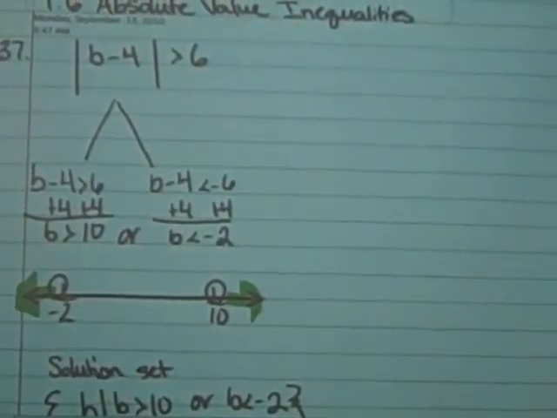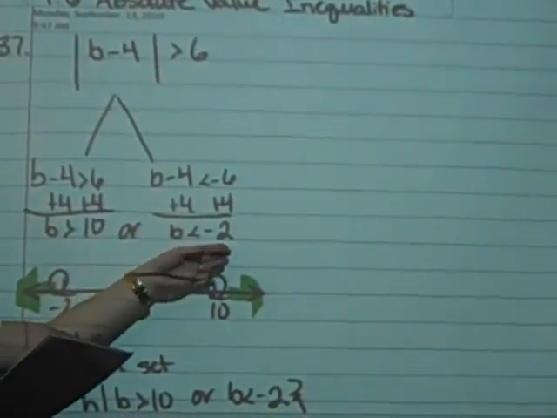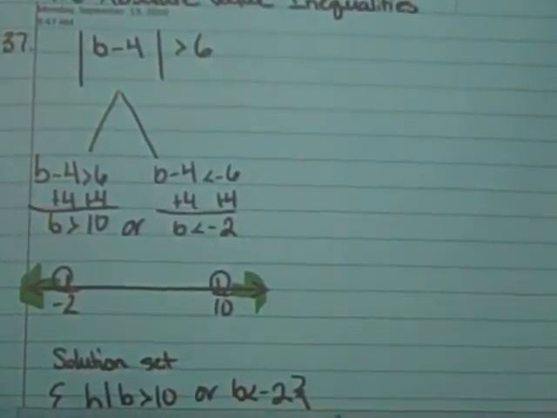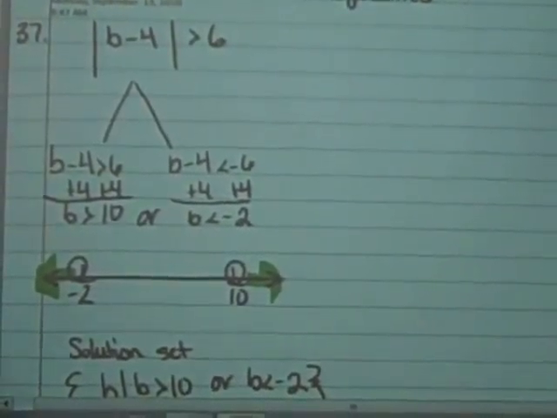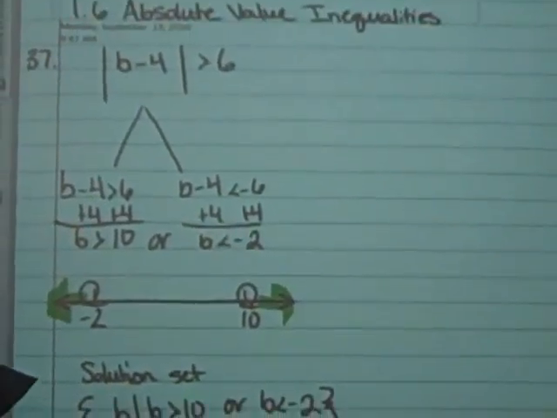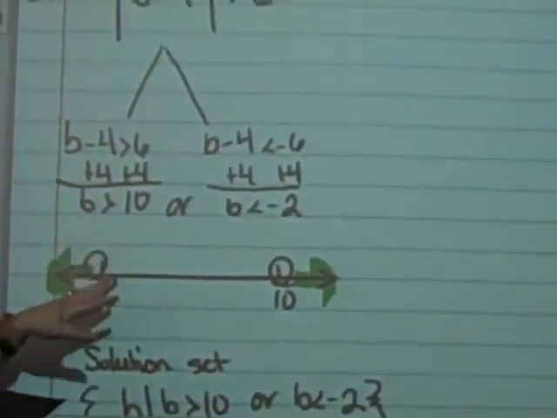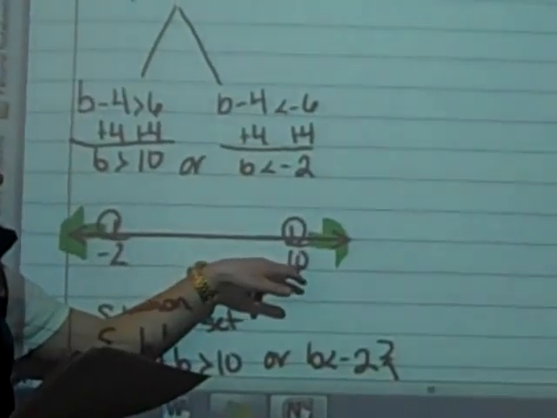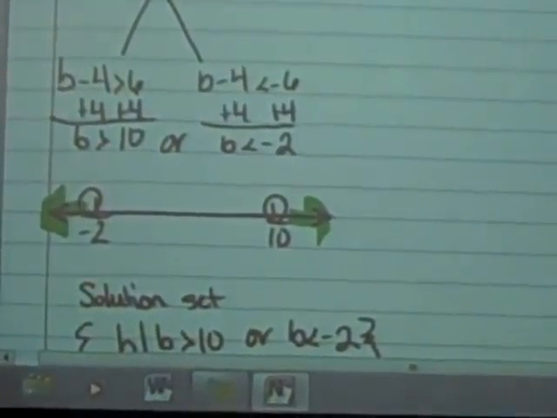So now we can conclude that b is greater than 10 or b is less than -2. We want to graph our inequalities, and because this is an or, we only have one graph. We plot -2 and 10, and we have open circles because there are no equal to bars. We shade from 10 to the right and from -2 to the left.